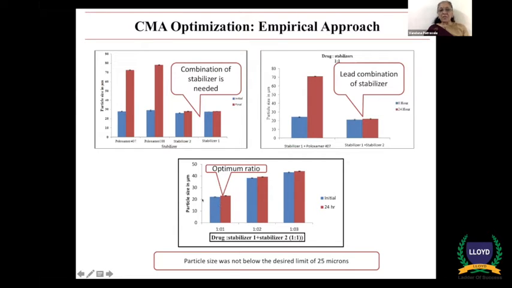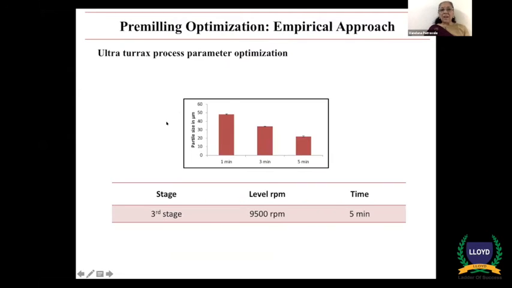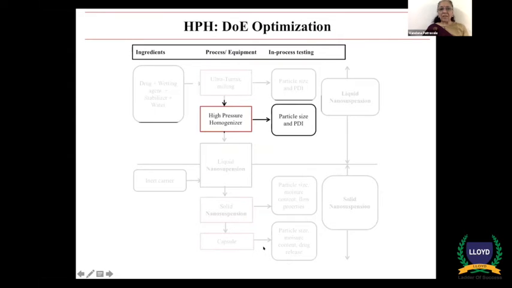Of course, this nanosuspension was stable for 7 days, but it was important that we do it for a longer period of time. So we went ahead, we did pre-milling at different times, and you can see that as we are increasing the time, the particle size is going on decreasing. And definitely we got the desired particle size with pre-milling at 5 minutes. So we went ahead with that.